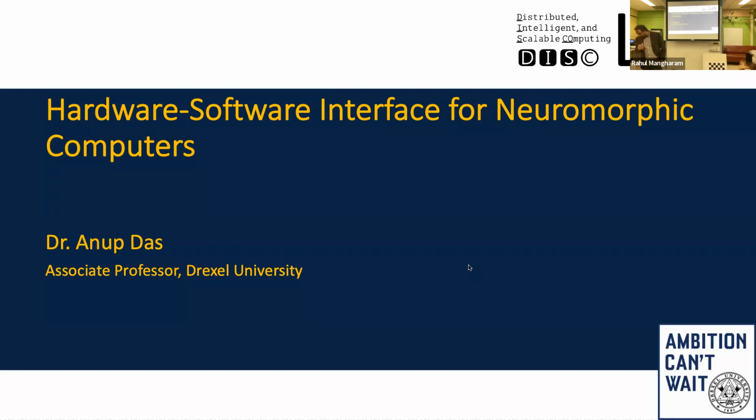So at Drexel, I'll give a quick background. I direct something called the DISCO Lab, which stands for Distributed Intelligent and Scalable Computing. Most of our research is geared towards neuromorphic computing, but there is a group of students working on memory technologies, specifically in-memory computing, in-memory data compression, and stuff like that. But today I will not talk too much about that. I will mostly focus on neuromorphic computing.